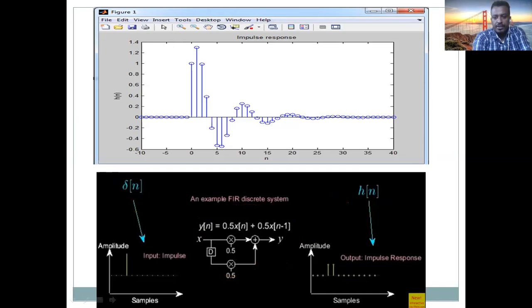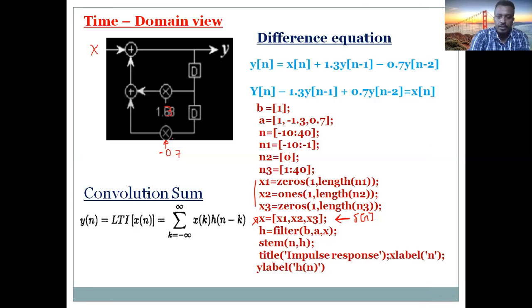How to find h of n? What you have to do is apply delta n as your input and find the output. If you apply delta n as input to any system, the output is called the impulse response. So here, as you can see, h is the impulse response, because I need to find h of n for my system.